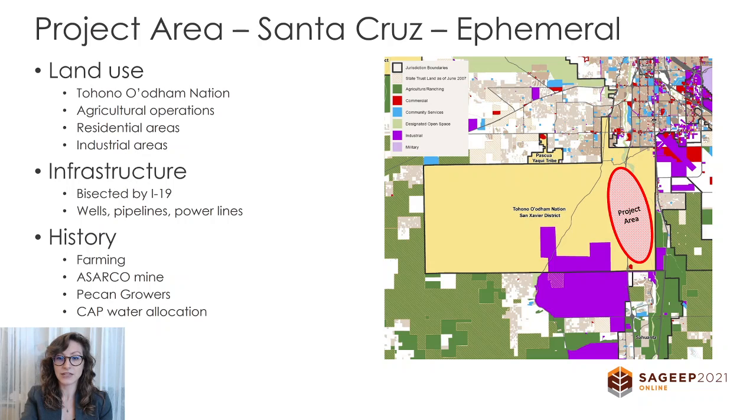The mine had an annual water consumption greater than 1,000 acre-feet per year between 2001 and 2005. The land use map indicates a diversity of residential, agricultural, industrial applications and infrastructure around the Santa Cruz survey area.